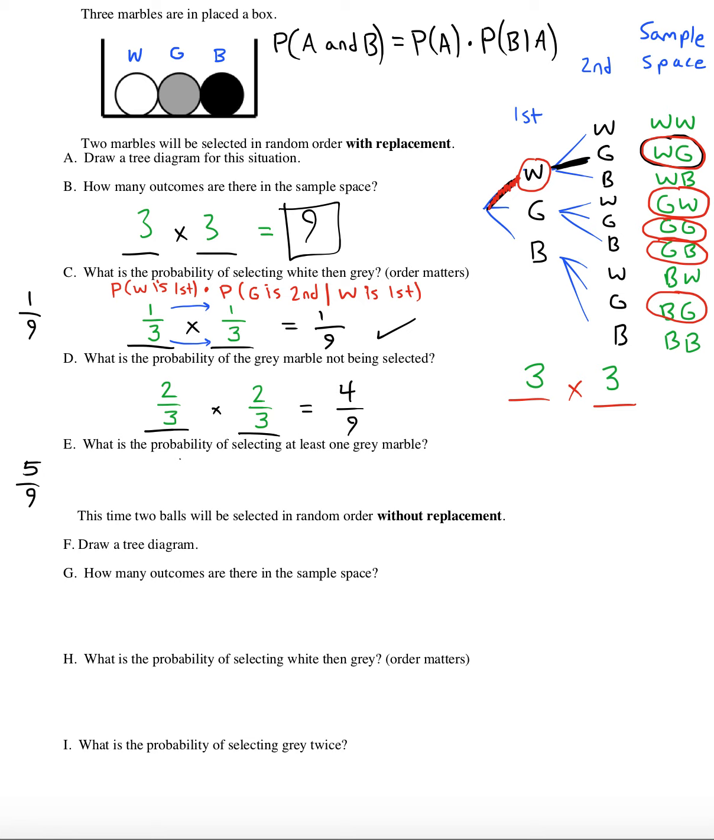Instead, I'm going to use a technique that we had used in the past for finding probability of at least 1. If you recall, that technique had said the probability of at least 1 equals 1 minus the probability of none. That'll be the fastest way to do this one.